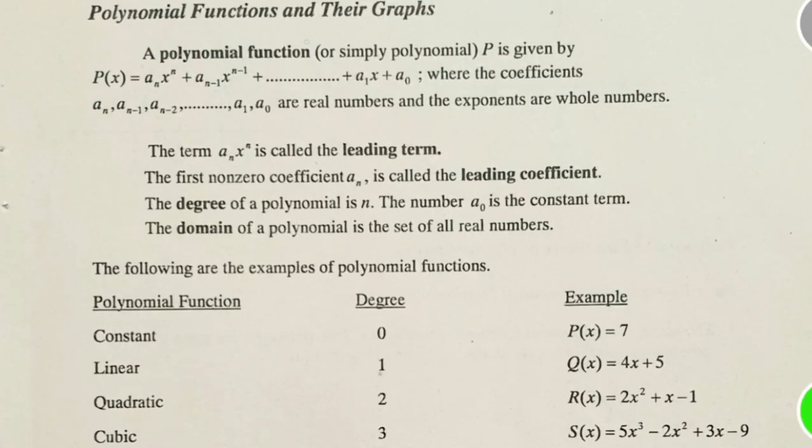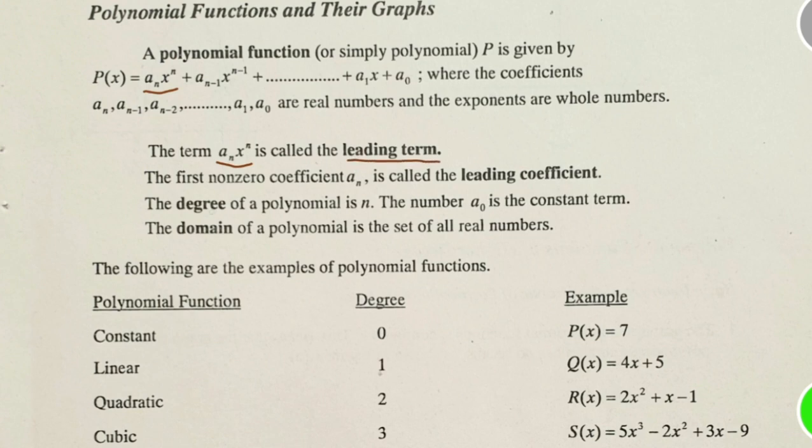Polynomial functions and their graphs. A polynomial function, or simply polynomial p, is given by p of x is equal to this form. Read them. And the highest degree, x to the power n, this term is called the leading term.